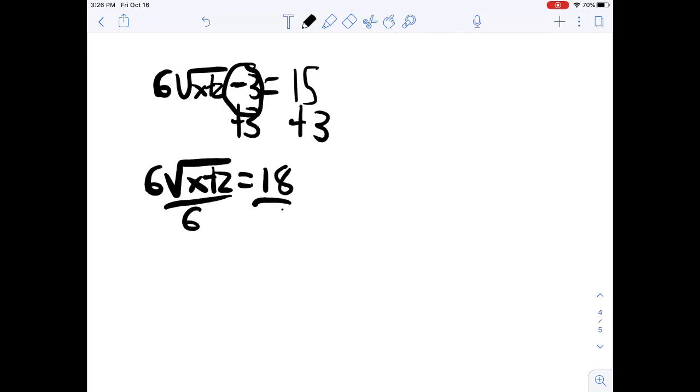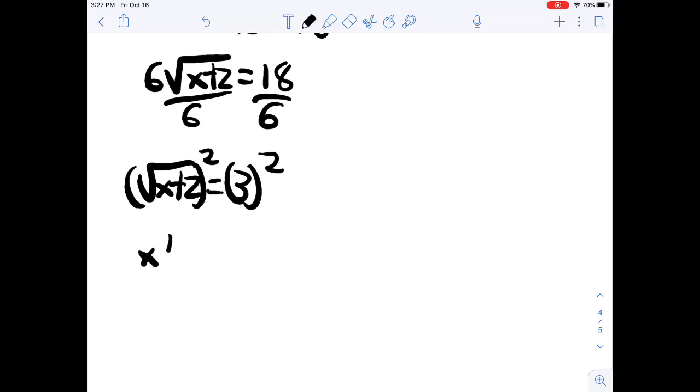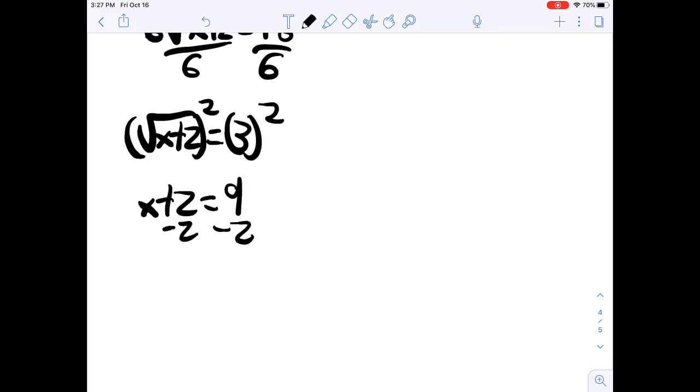From here, we'll divide both sides by 6, so that the square root of x plus 2 equals 3. And we'll square both sides, so that x plus 2 equals 9. Subtract 2 from each side, and x equals 7. This is our solution, or root, to the equation. Root is another word for solution.